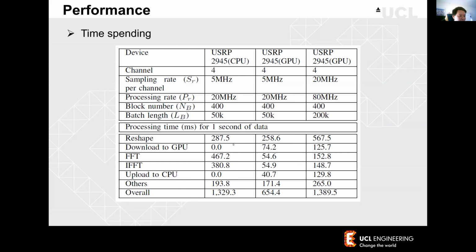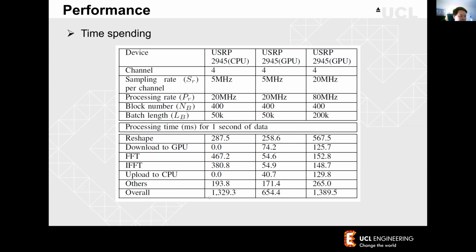However, you can see the CPU is very slow on the FFT and the IFFT, and the GPU gives a much better speed on both FFT and IFFT. Although the GPU needs download and upload time to transfer the data between the CPU and the GPU, the much faster processing on the IFFT makes this extra time worthwhile.